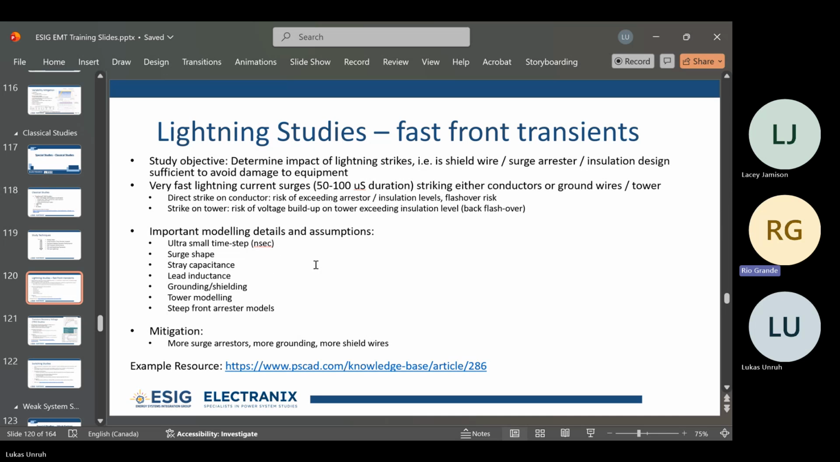Grounding and shielding is, of course, a very big deal, especially for back flashover. If you have a lightning strike on a tower and that tower isn't well grounded, then you'll have more resistance on that tower. If you have a fixed current that you're pushing into that tower, then for a not well grounded tower you have a larger voltage rise, and then you might have a greater chance of flashover.